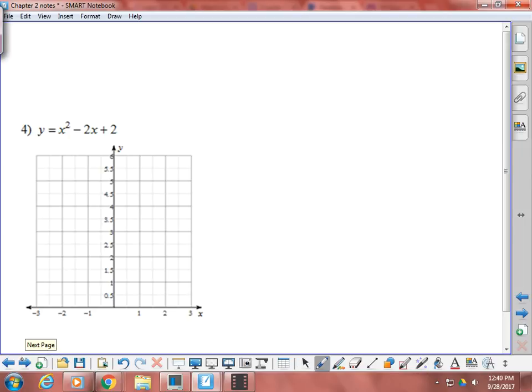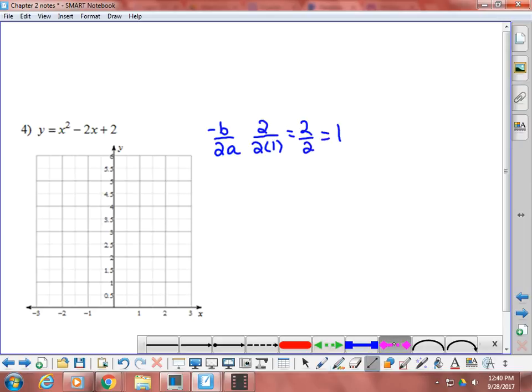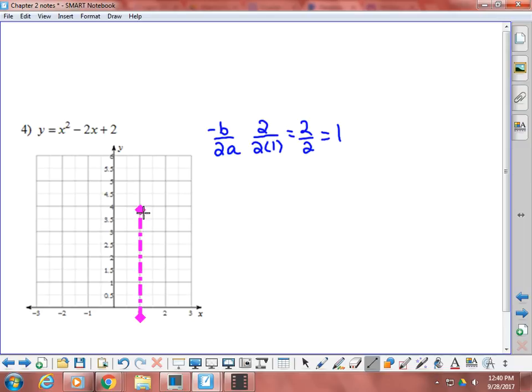This one, starting vertex, negative b over 2a. The opposite of b is going to be a positive 2, divided by 2 times 1. So 2 over 2 is 1. So what does that mean? That means that I can put my dotted line along 1. Okay, so then I'm going to plug 1 back into my equation. X equals 1 is going to go back in there.